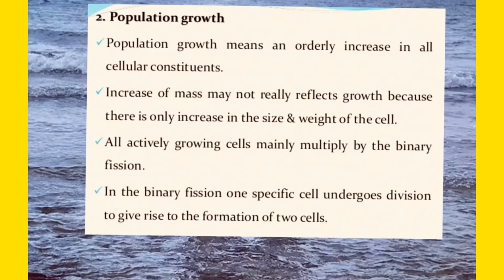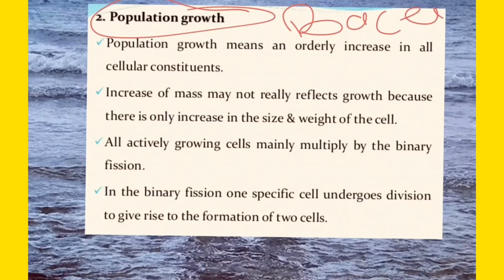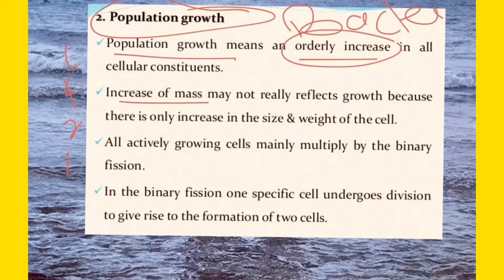Let's start with what we are studying: bacterial reproduction and growth cycles. Population growth of bacteria: how does the bacterial population grow? It's a major theme. Population growth means orderly increase, that means orderly 1, 2, 4, 6 like that, of cellular constituents after binary fission or any other reproductive pathway in the bacterial cells. Increase of mass does not really reflect growth.